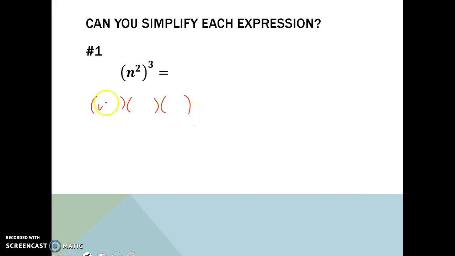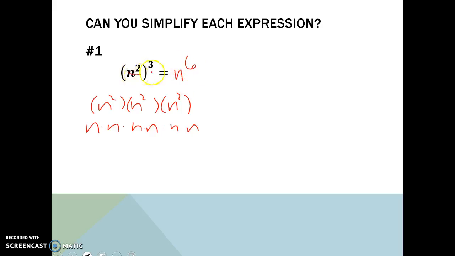N squared to the third means we have n squared times n squared times n squared. Well, n squared means n times another n times n times another n times n. So that's 1, 2, 3, 4, 5. I got 6 n's here that I'm multiplying together. This is n to the 6th.